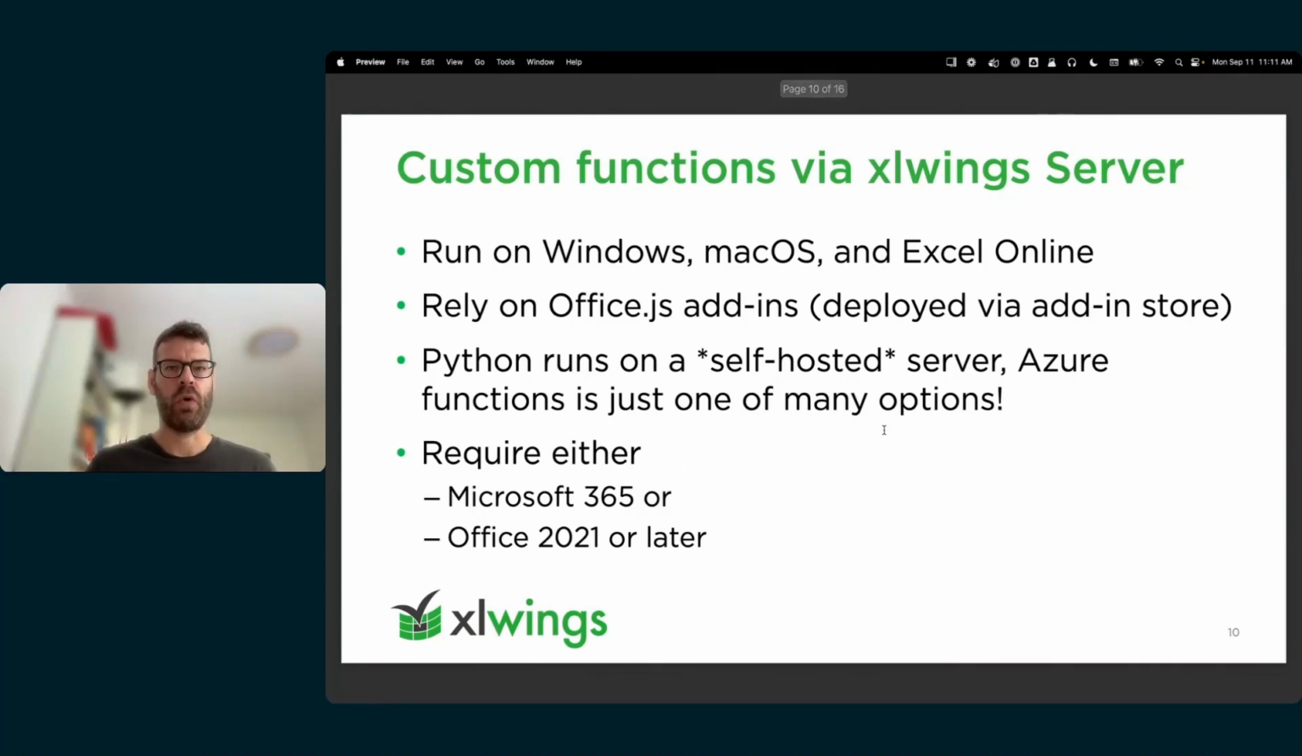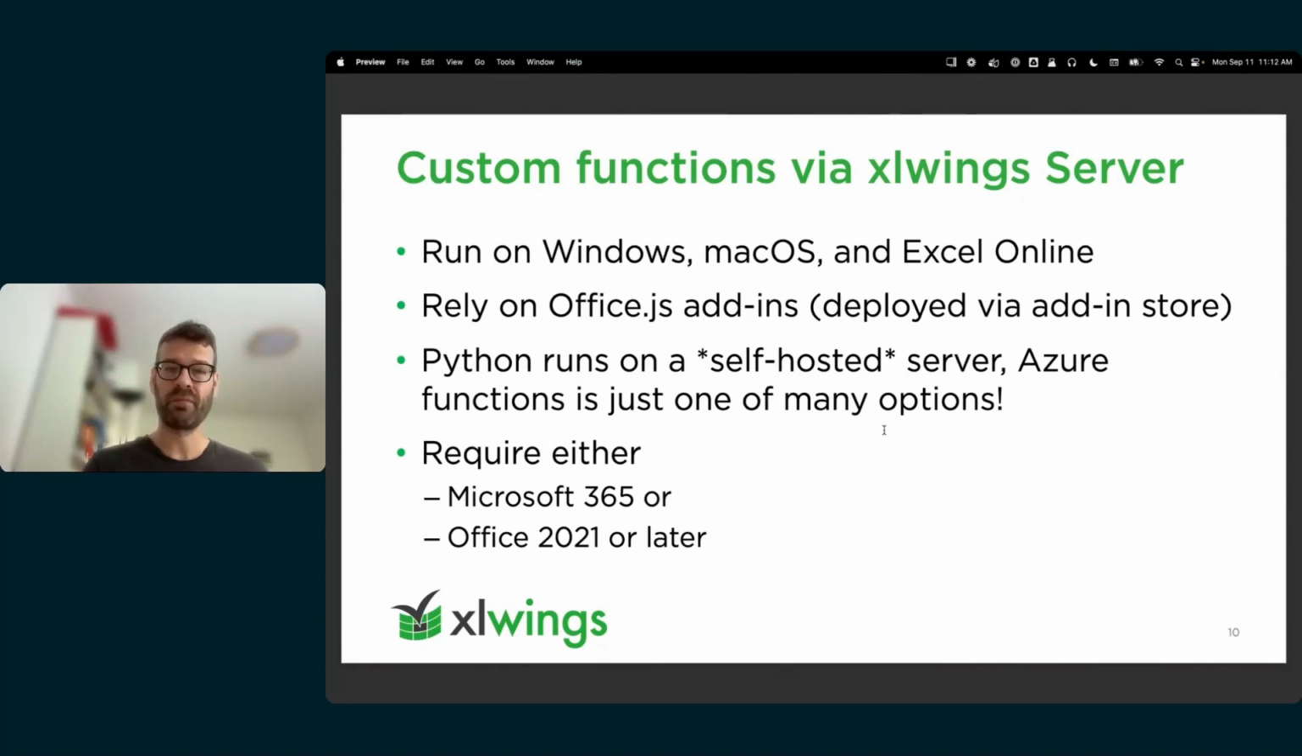So, let's dive into custom functions and how they work with Excel Wings. First of all, they are compatible with Windows, macOS, and Excel Online. So that's pretty cool. They work everywhere where Excel runs. The trick to make that work is to leverage the Office.js add-ins. These are the modern web-based add-ins that get deployed through the official Excel add-in store. We're going to have a look how that works.